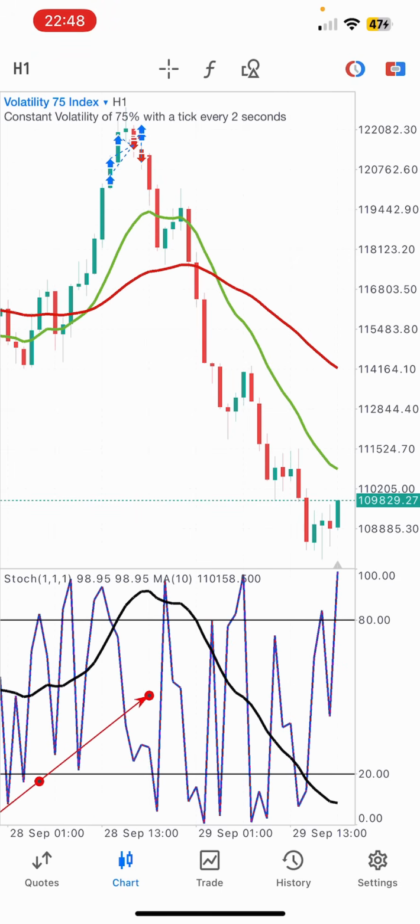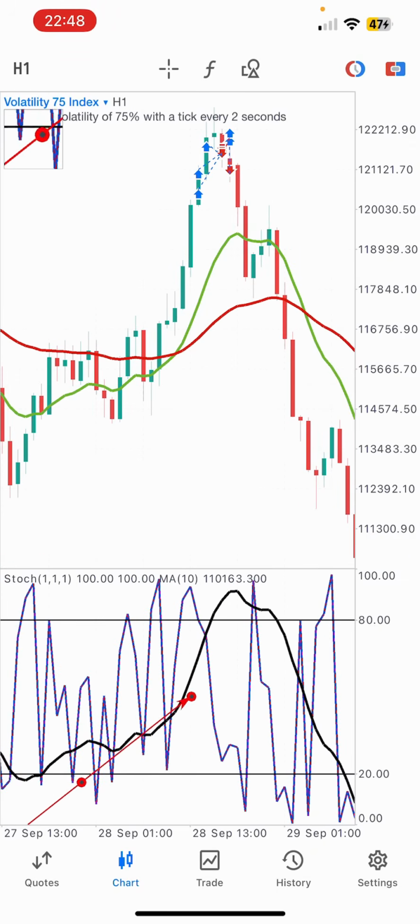It means if the black line, which is our 10 exponential moving average, where you are seeing this arrow pointing, if the price continues to push up, the buyers continue to push the market up, when it reaches here, it means it is overbought, which means the buyers are going to lose their strength, they are going to lose their momentum.